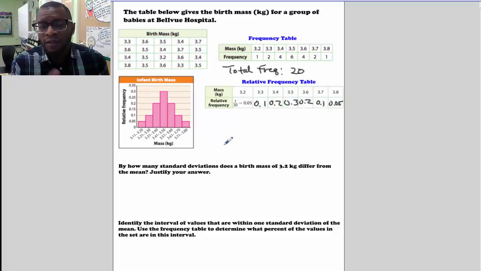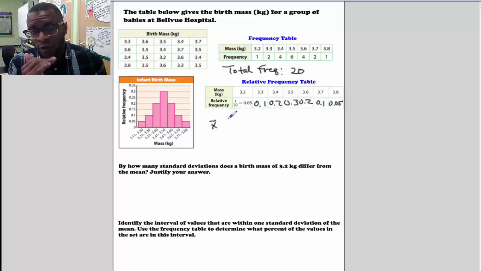Okay, and so we want to answer some things from the information that we're given from the histogram and the relative frequency table. The first thing we want to find out is by how many standard deviations does a birth mass of 3.2 kilograms differ from the mean. Okay, and so I've already gone ahead, and remember, when you want to find the mean, you would input this data set in your calculator, do your one variable statistics, and find the mean and the standard deviation from that. Okay, and so the mean for this data set is 3.5.